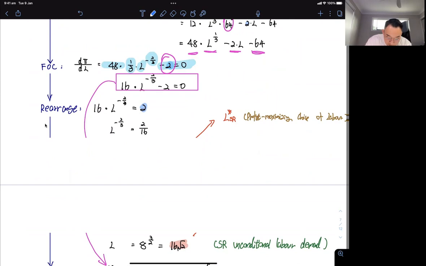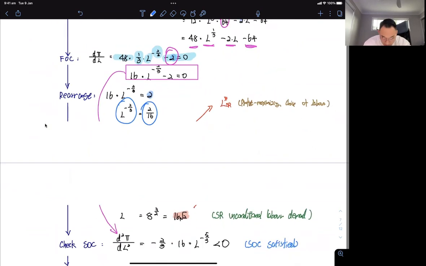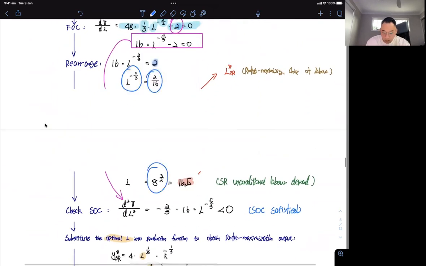So L to the power of minus 2/3 is 1/8. Therefore, our L will equal 8 to the power of 3/2, or 16 times the square root of 2. And this is what we call the short run unconditional labor demand, or the profit maximization choice of labor in the short run, L_SR star.